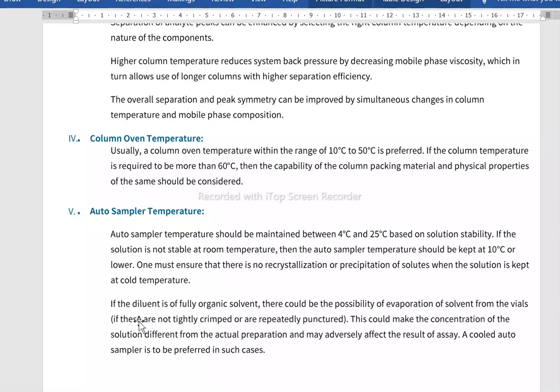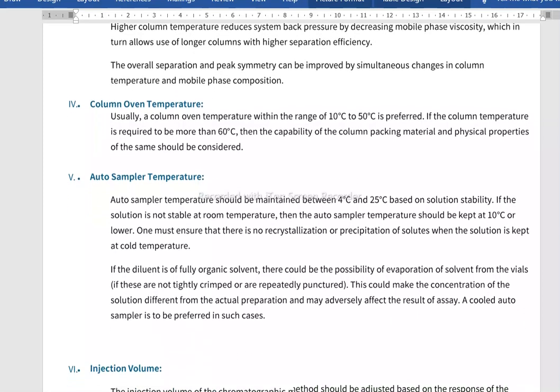One must ensure that there is no recrystallization or precipitation of solutes when the solution is kept at a cold temperature. If the diluent is a fully organic solvent, there could be a possibility of evaporation of solvent from the vials. If these are not tightly crimped or are repeatedly punctured, this could make the concentration of the solute different from the actual preparation and may adversely affect the result of the assay. A cooled autosampler is to be preferred in such cases.